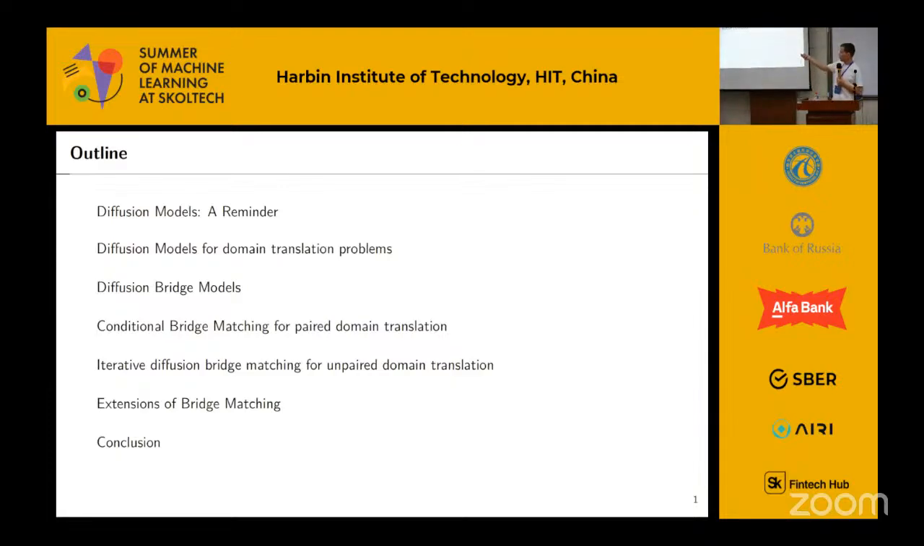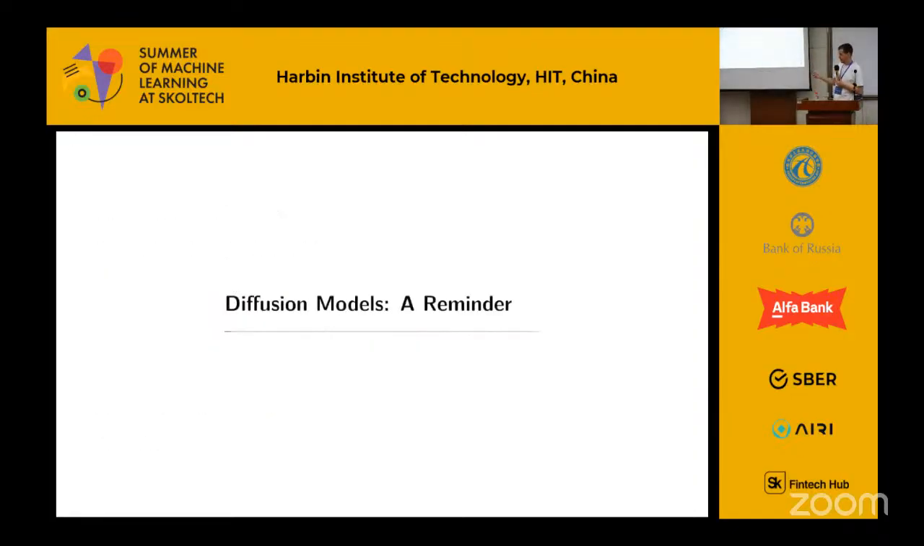And then we will go to the main topic of today's lecture, basically bridge models. What are these diffusion bridges, how are they applied to domain translation, how to train such models, and what are the many different variants applied for different types of domain translation problems, paired domain translation problems, unpaired domain translation problems, and so on. So let's begin.